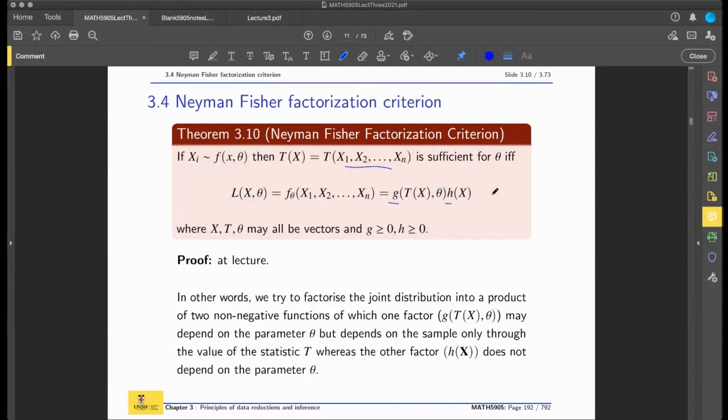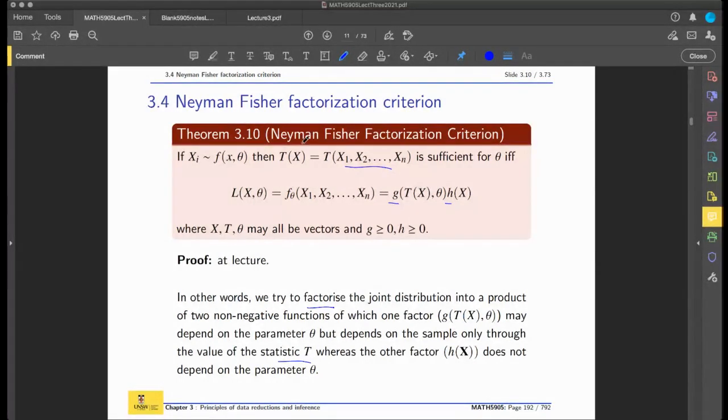So it gives us a nice procedure. We write down the likelihood, L(x; theta). We then try to factorize the joint distribution, or the likelihood, into a product of these two non-negative functions, g and h. One function, g, may depend on the parameter theta, but depends on the sample only through the value of the statistic T, so g of T, theta. Whereas the other factor, h, does not depend on the parameter theta, and only depends on my sample. So it gives a nice general procedure. Write down the likelihood, try to express it in this form, and then I know that T(x) must be sufficient for theta.